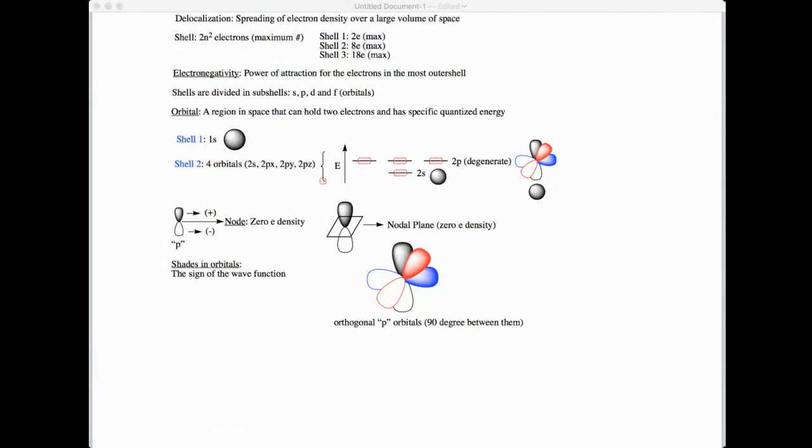So you can continue and do this for shell number 3. Then you have the 3s orbital, 3p orbitals, and 5d orbitals. We will see more about that in general chemistry. But I'm going to stop at shell number 2 for several reasons. The number one reason is that organic chemistry is the chemistry of carbon.